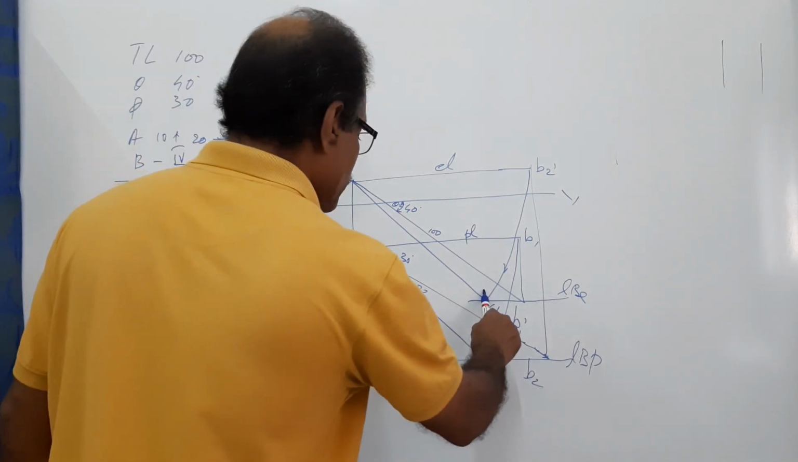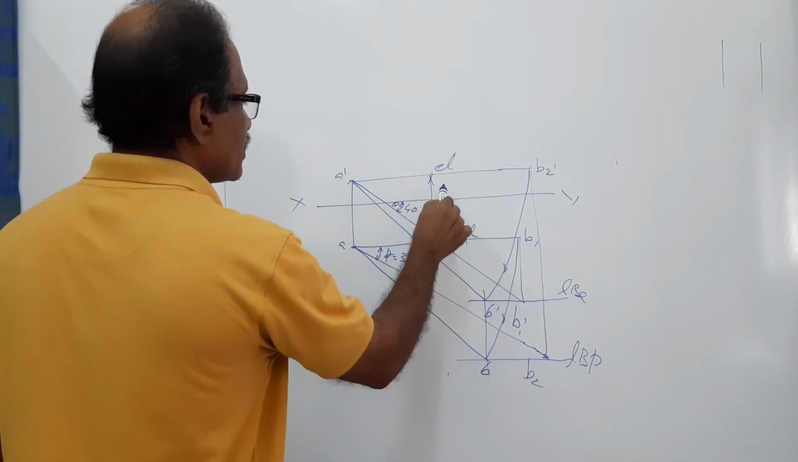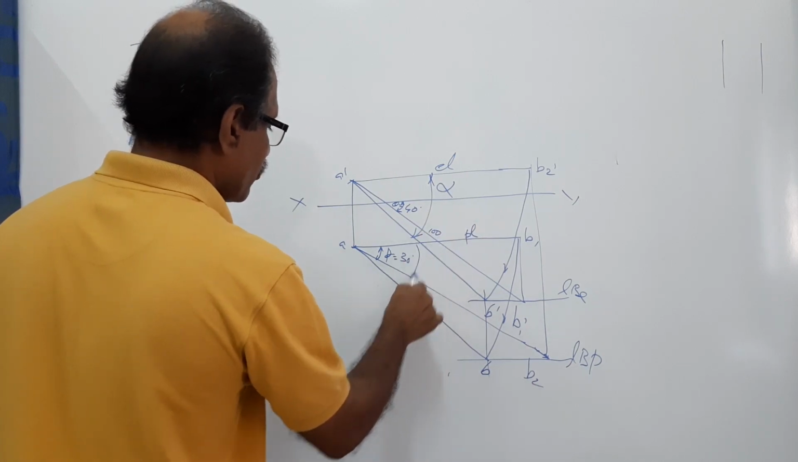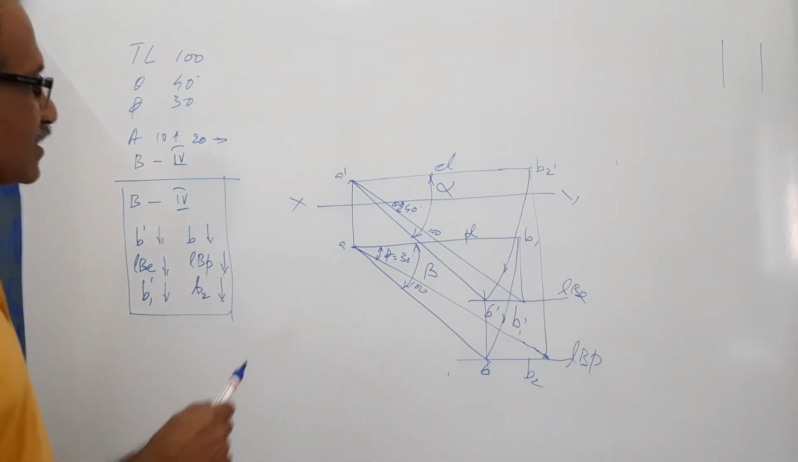After drawing, if you draw a projector through B dash, it will pass through. This is alpha. This is beta. What about the traces?